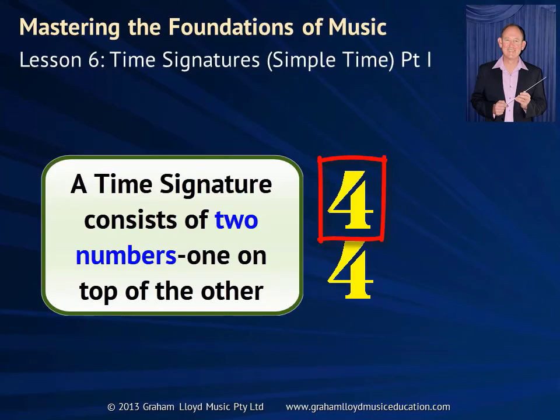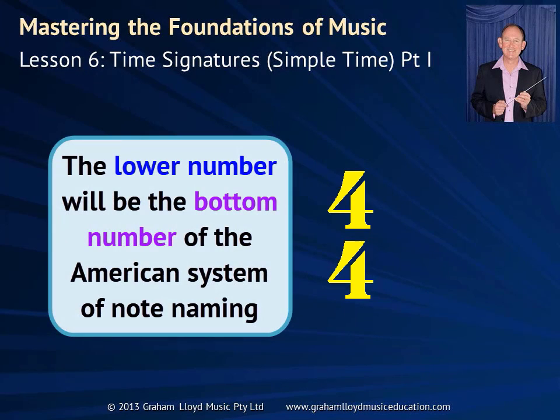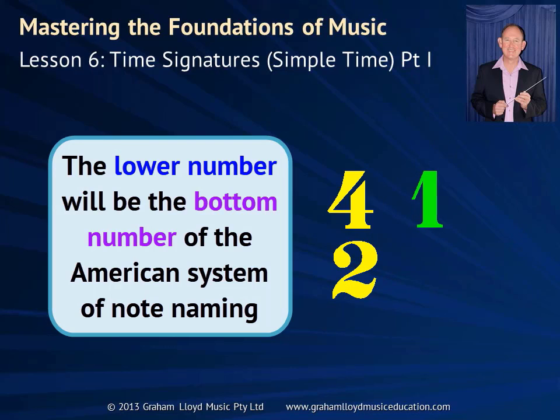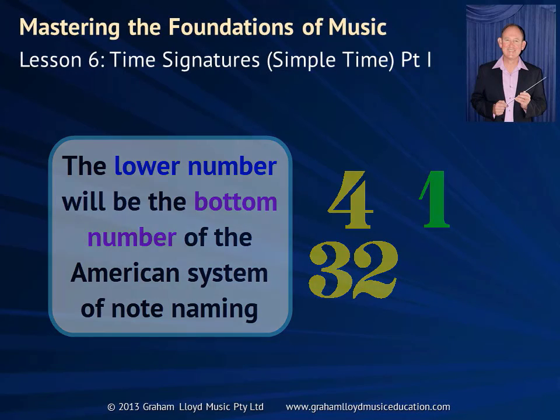The upper number for now will only be 2, 3, or 4 to represent duple, triple, or quadruple time. The lower number will be the bottom number of the American system of note naming. So, a beat representing an 8th note will have the number 8 as the lowest number in the time signature. If the beat is a half note, then the number 2 will be the lowest number in our time signature. If our beat is a 32nd note, then the lowest number will be the number 32, and so on.